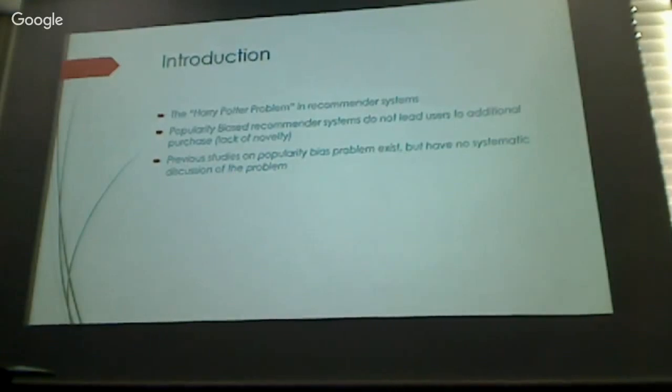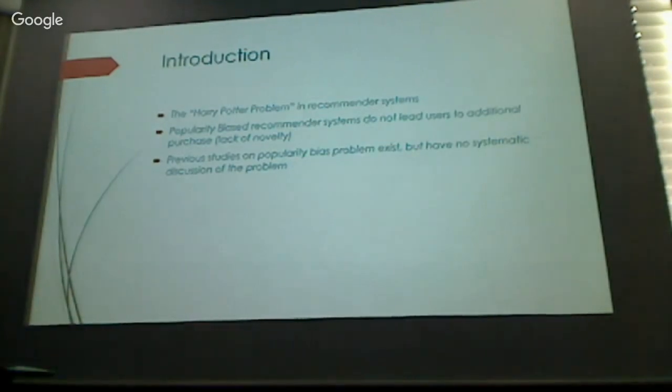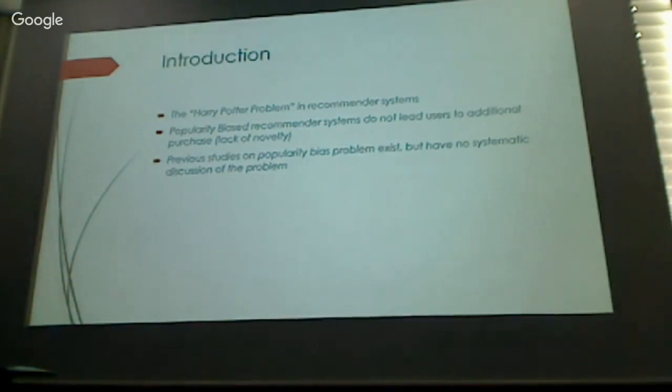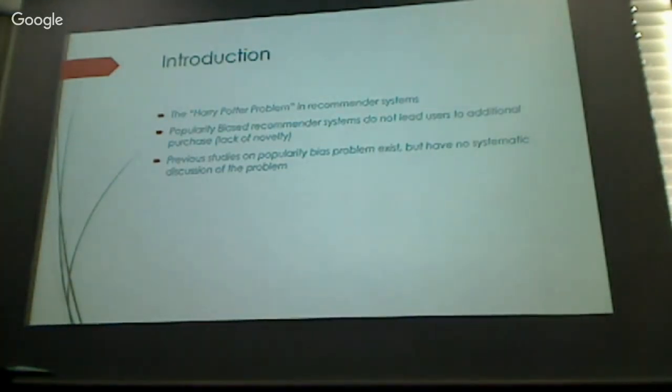And because the popular items are always recommended by the system, those items that are less popular are less likely to be recommended by the system, even though they might be more related to the user than those that are popular. Previous studies on this problem exist, but as they mention in the paper, they have no systematic discussion about the problem.